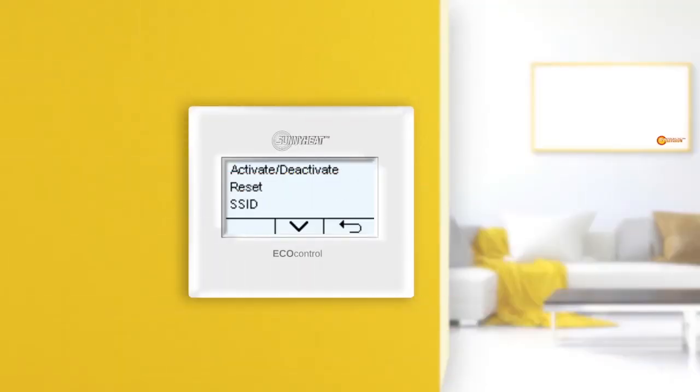What is the Activate, Deactivate menu? In the Activate, Deactivate menu, Smart Home is activated or deactivated. The Sunny Heat infrared heaters can only be controlled via VLAN if Smart Home has been activated here. Smart Home can be activated with a tap on Activate and deactivated with a tap on Deactivate. The selected value is marked with a tick. Pressing the back button once takes you back to the previous menu.